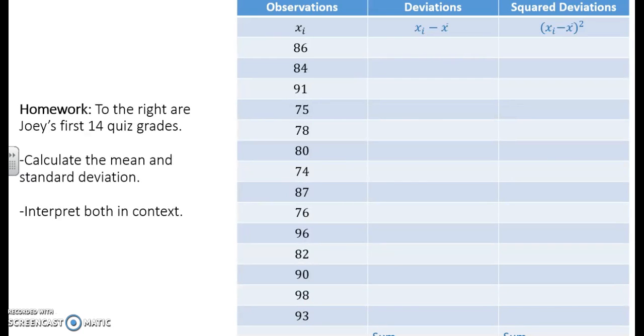So this is your homework. You are going to attempt this problem. Feel free to pause the slide and copy down this table because this will help you out a lot. So it says to the right are Joey's first 14 quiz grades. Calculate the mean and the standard deviation. Interpret both in context. Remember, use this table to help you arrive at the standard deviation.